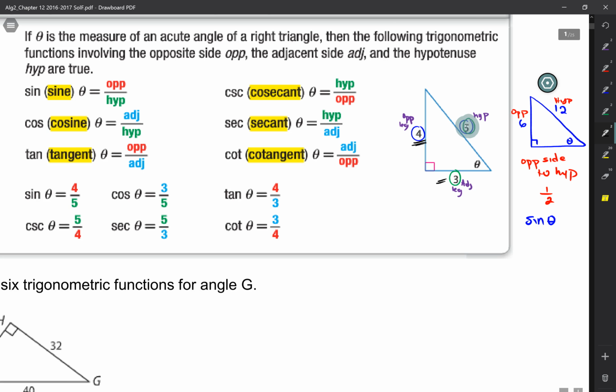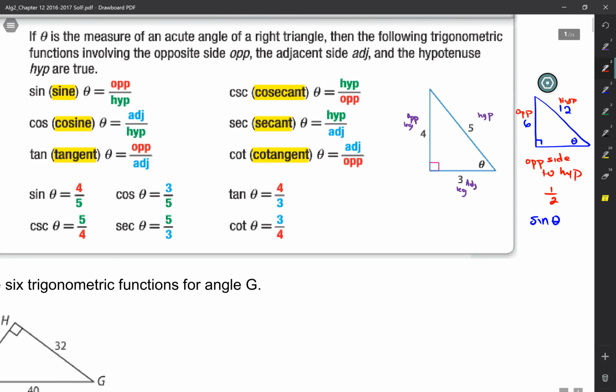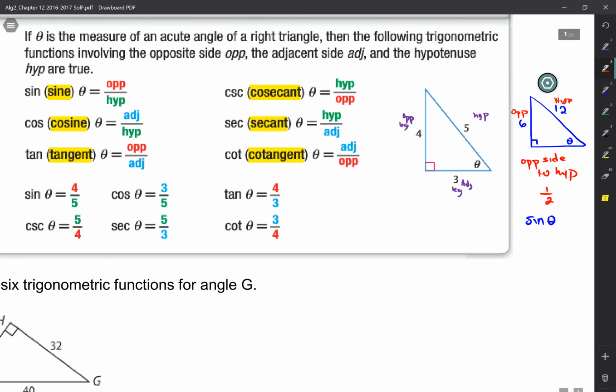Now, let's talk about this. So now that we understand that all this is a ratio of the lengths, like the comparison, it's 1 to 2, it's 2 to 3, it's 4 to 5. Let's think about this. Let's just look at sine. Sine compares the opposite to the hypotenuse. Now, in a triangle, which one is always the largest side? The hypotenuse is always the largest side.